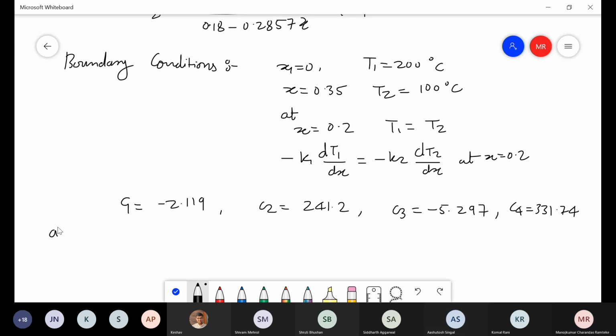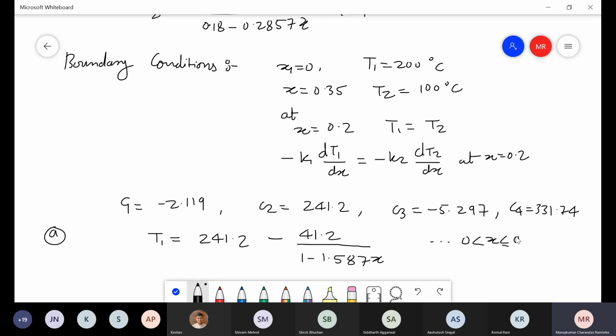Yes, sir. So with these values, if you put these values in the equation, finally what you are going to get is the temperature distribution. So temperature distribution based on this value is, I am writing the equation. Just check whether you all are getting the same equation or not. So 41.2 divided by 1 minus 1.587x. So this is for x between 0 and 0.2.